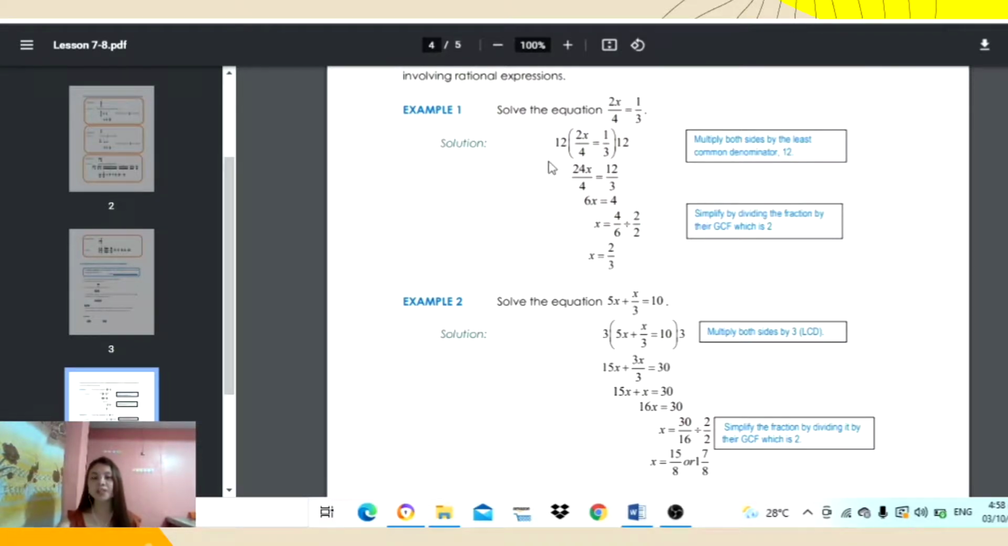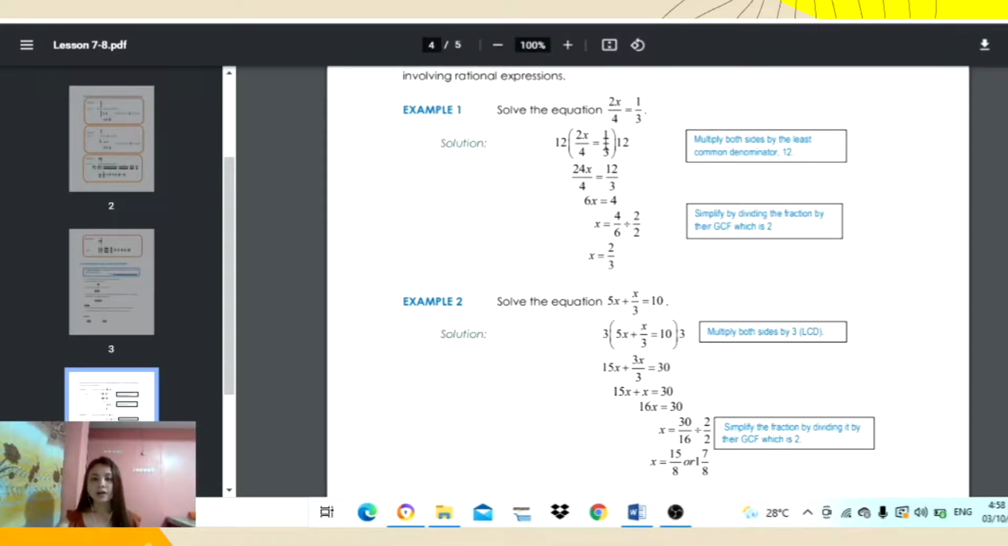So apply your knowledge in multiplying fractions. So 12 over 1, or 12 times 2x over 4, will get 24x over 4. Because we'll multiply 12, which is the numerator, by the numerator here, which is 2x, so 24x. And then the denominator in 12 is 1 times 4, so that's just equal to 4.